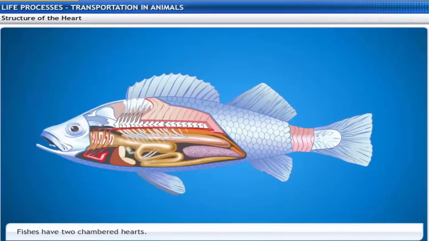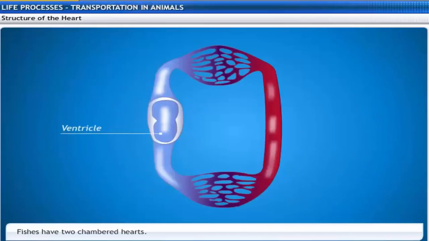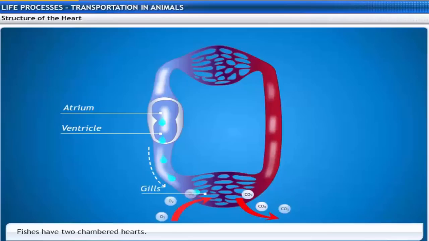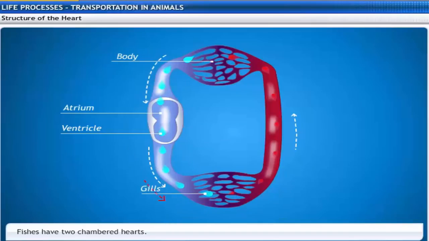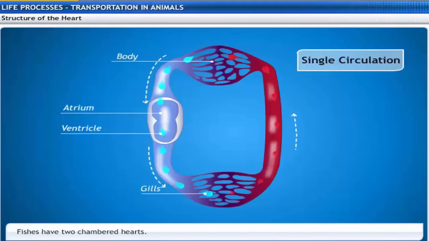Fishes have two-chambered hearts that have one ventricle and one atrium. The deoxygenated blood from the ventricle is pumped into the gills, where the exchange of oxygen and carbon dioxide takes place. The oxygenated blood then passes to the rest of the body and eventually returns to the atrium. Thus, blood circulates through the heart only once in the cycle. Therefore, this type of circulation is known as single circulation.